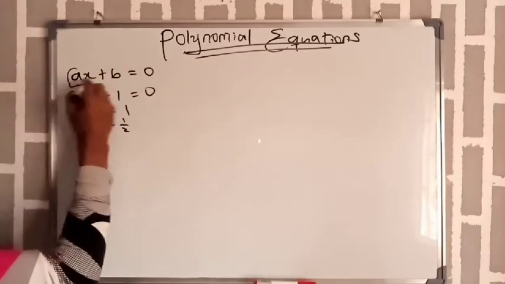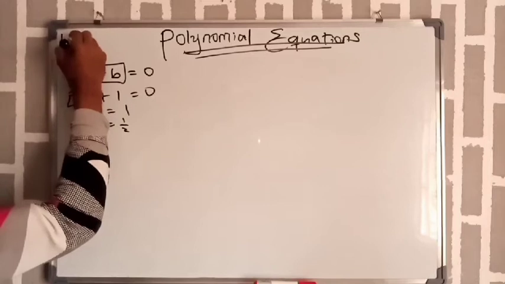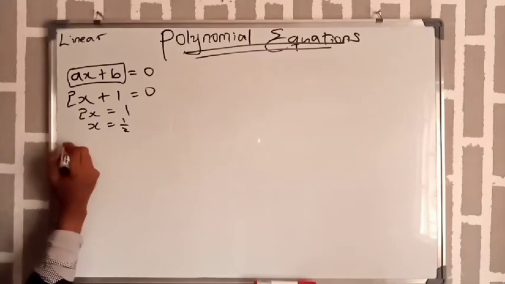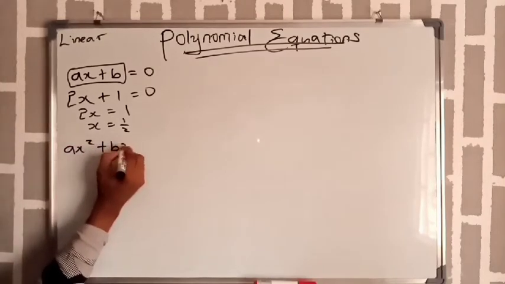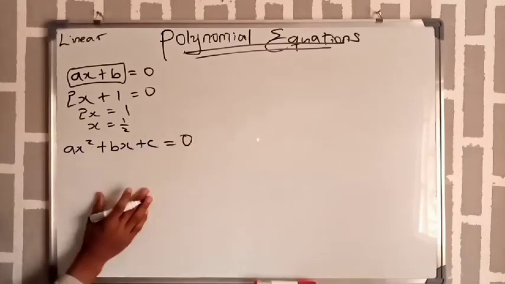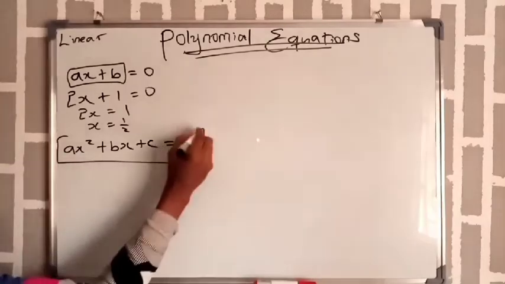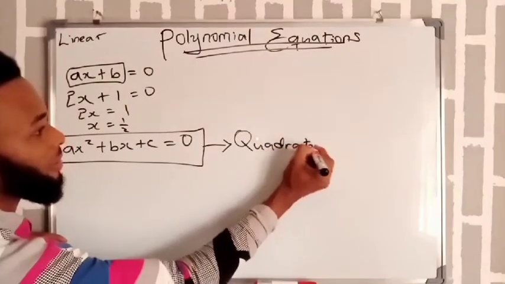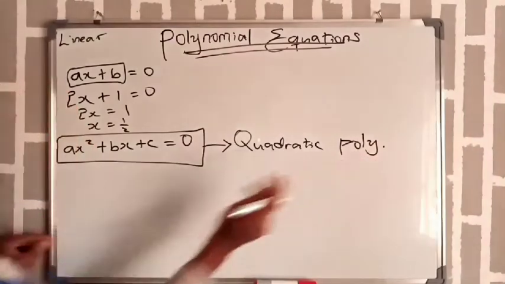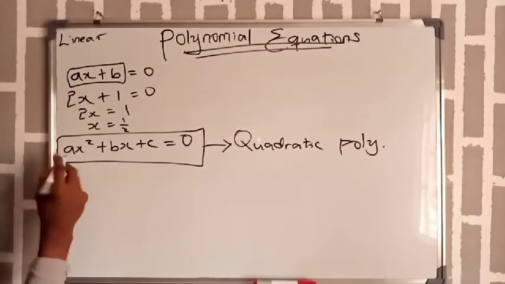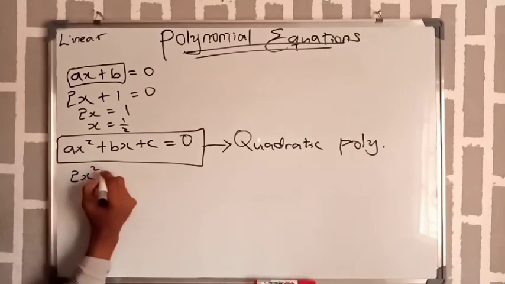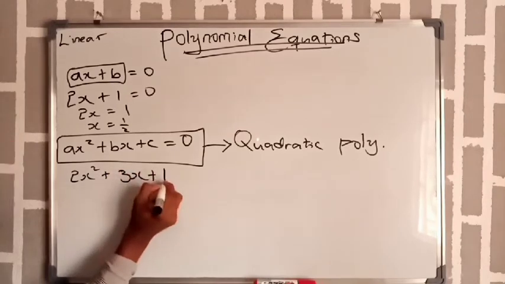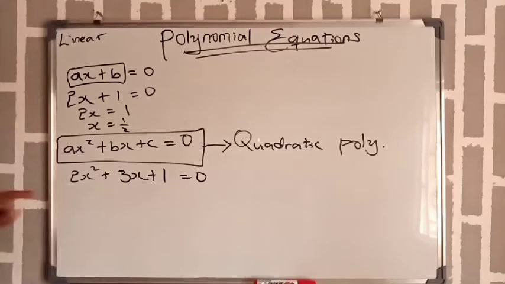Then this is a linear polynomial. So the next would be ax squared plus bx plus c equals 0. This now is a quadratic polynomial. An example of this is 2x squared plus, let me say, 3x plus 1 equals 0.